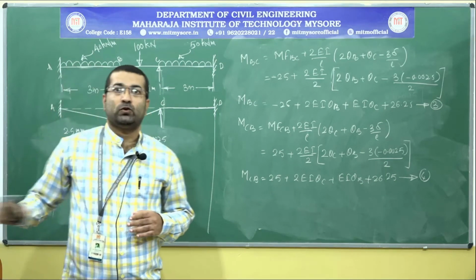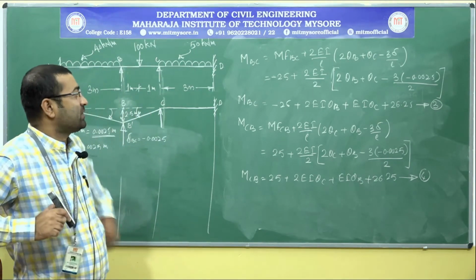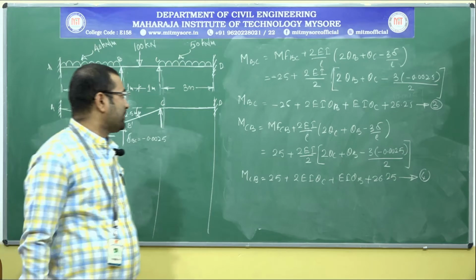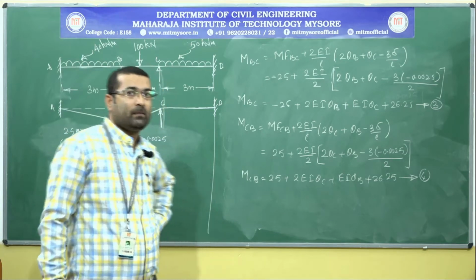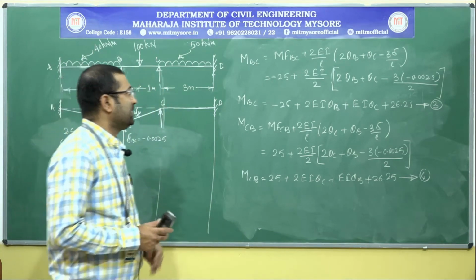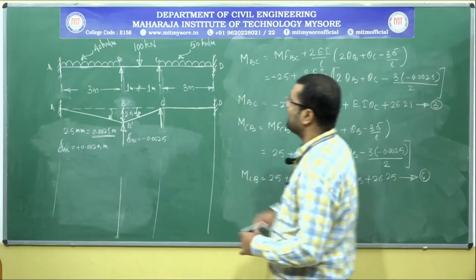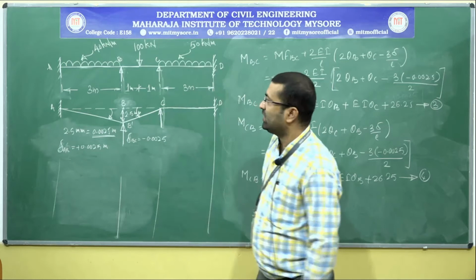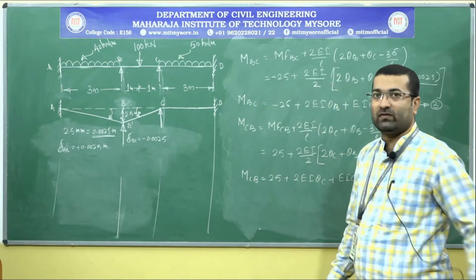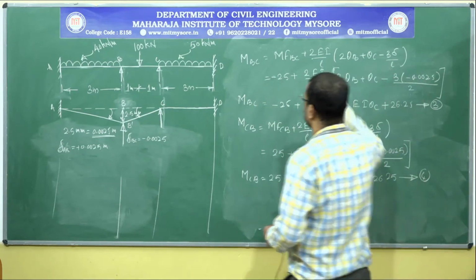So these are the two more slope deflection equations for the span BC, that is MBC and MCB. Similarly, we have to write two more equations for the span CD. So totally there will be 6 slope deflection equations.